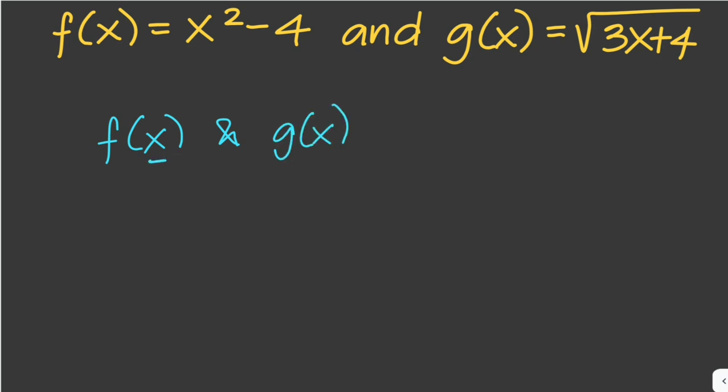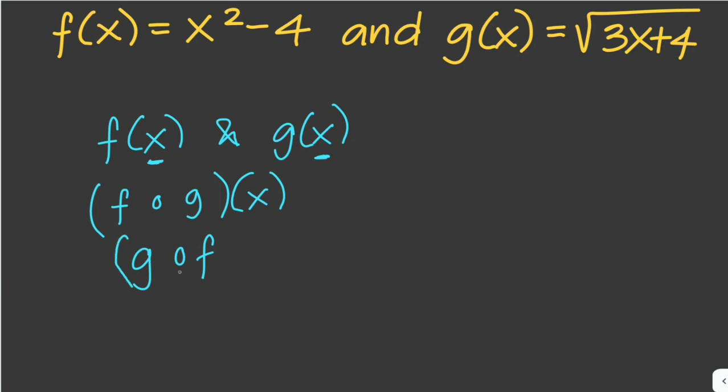So our domain here for function f is x, all of the x values, and then for function g is also x. For composite functions, or the composition of two functions f and g, it is denoted as f of g of x, or g of f of x. Take note of the small circle symbol here.